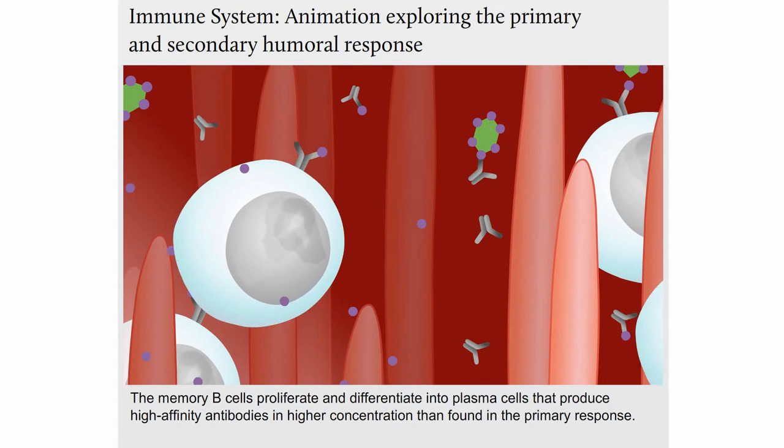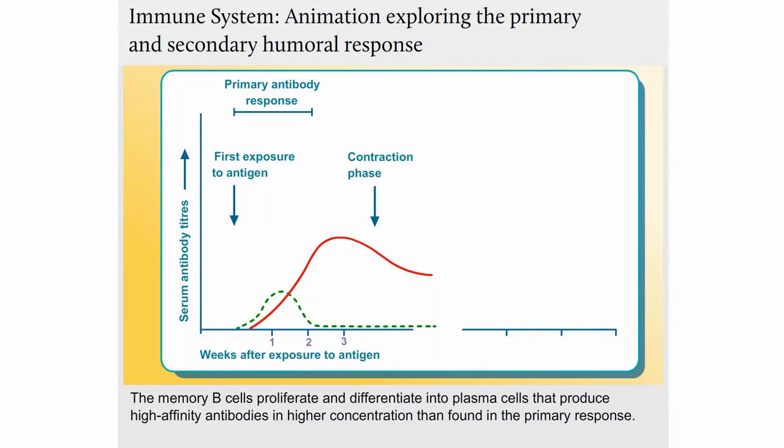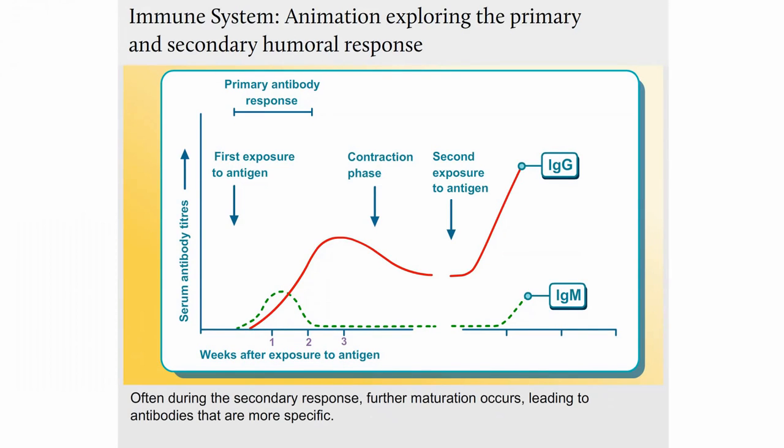The memory B cells proliferate and differentiate into plasma cells that produce high-affinity antibodies in higher concentration than found in the primary response. Often, during the secondary response, further maturation occurs, leading to antibodies that are more specific.